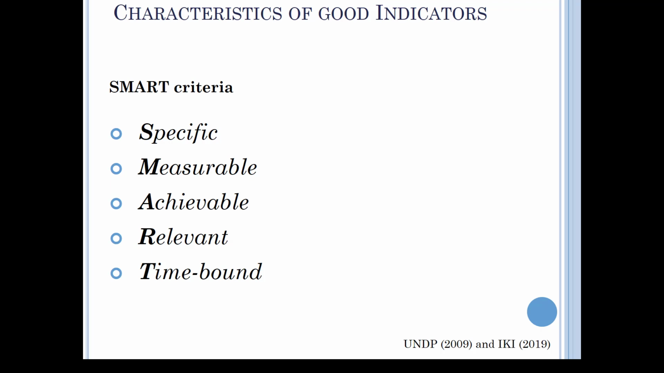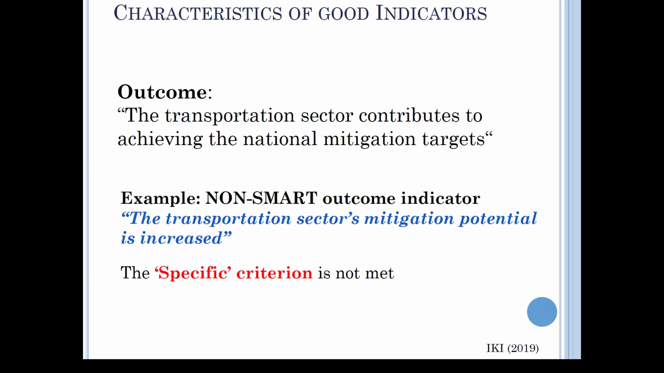It is a reasonable value of the indicator given the available resources and the prevailing condition. It must be relevant, meaning that the information provided by the indicator should be of relevance to describing the outcomes and outputs. And it should as well be time-bound. Of course, we cannot have an indicator that does not give us any indication about the period of accountability or the period of monitoring. Let's see some examples of, let's say, non-SMART outcome indicator formulations.